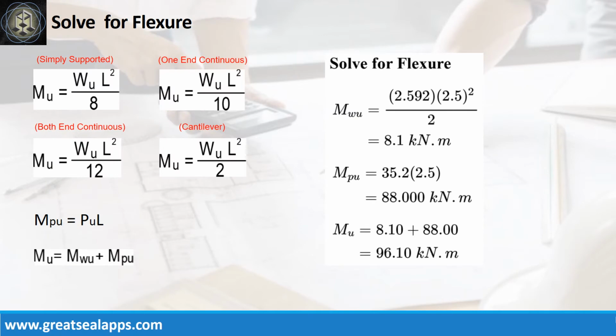Given factored uniform load equals 2.592 kN per meter, factored concentrated load equals 35.2 kN, and L equals 2.5 meters, the maximum moment from uniform load is 8.1 kN meter, and the maximum moment from concentrated load is 88 kN meter, for a total maximum design moment of 96.1 kN meter.